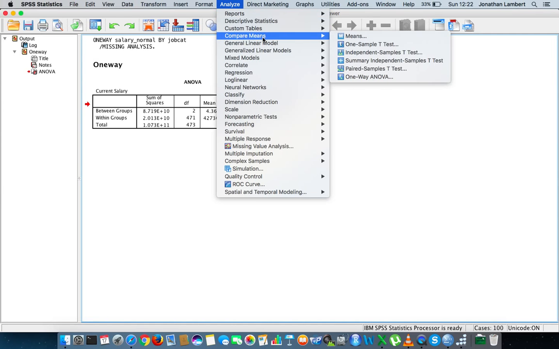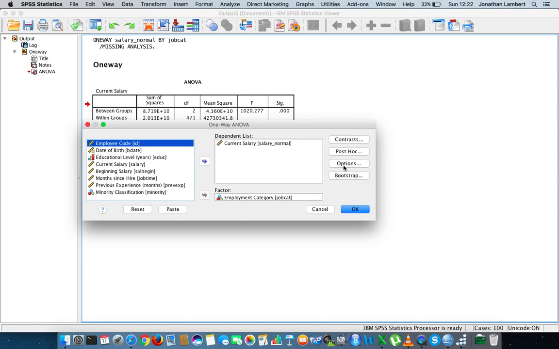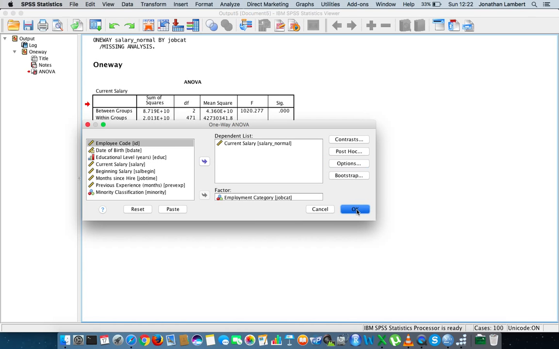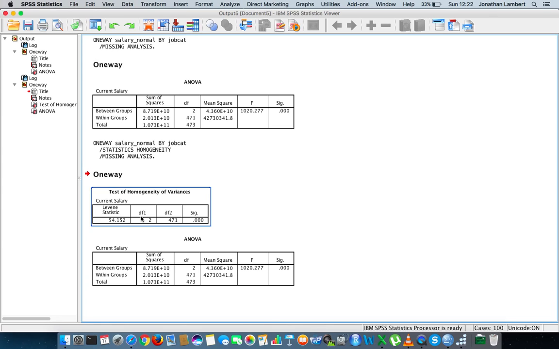So let's just actually run this test again. Compare means, Oneway ANOVA. This time let's go for options. And let's just ask for the homogeneity of variances results. Okay, let's hit continue. Let's hit OK. And what we get is we just get another table out here. This is the Levene statistic that's testing to see whether any of the variances are different. The null hypothesis for this particular test is that the variances of all three groups are equal. The alternative is that at least one possible pairing of them are not equal.